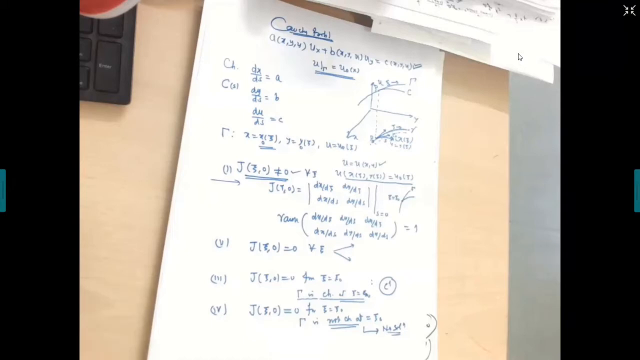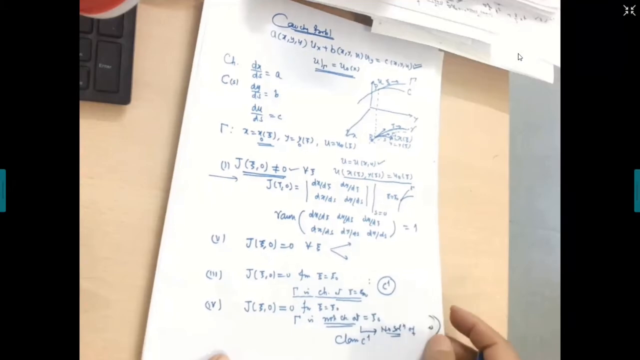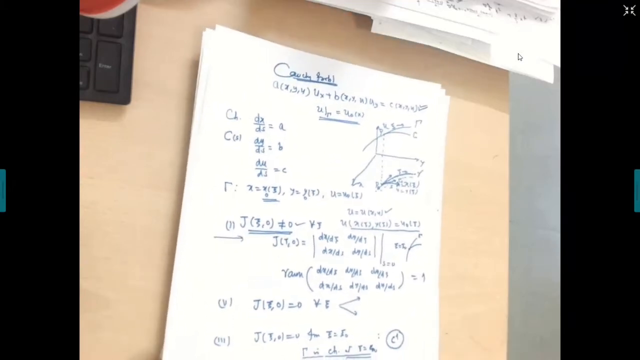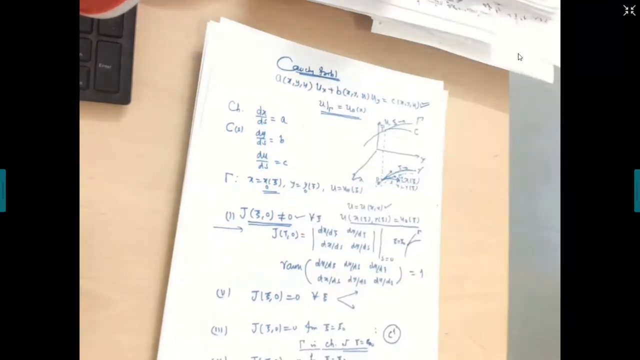No solution of class C1. That is the correct statement. There is no solution of class C1. That is very important. A solution may exist, but it may not be differentiable. That is the point. It may not be differentiable at this point, xi naught.